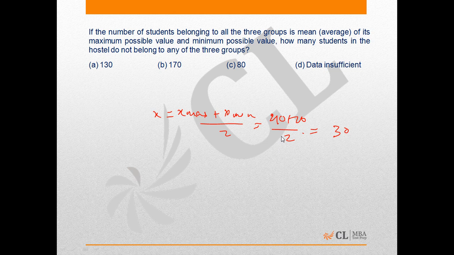And it is asking how many students in the hostel do not belong to any of the three groups. The number of students who do not belong to any of the three groups is 300 minus the sum of all the quantities that are given in the Venn diagram, and this comes out to be 100 plus X. So the required quantity will be 300 minus 100 plus 30, and this is equal to 170. Hence the required answer is option B.